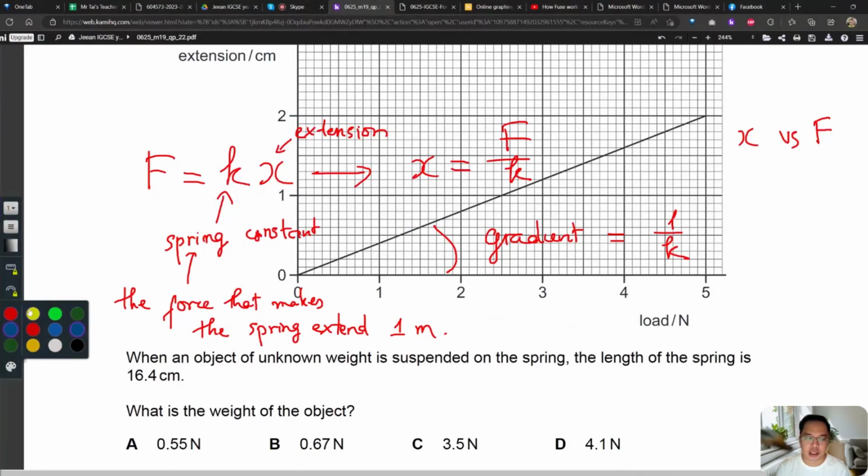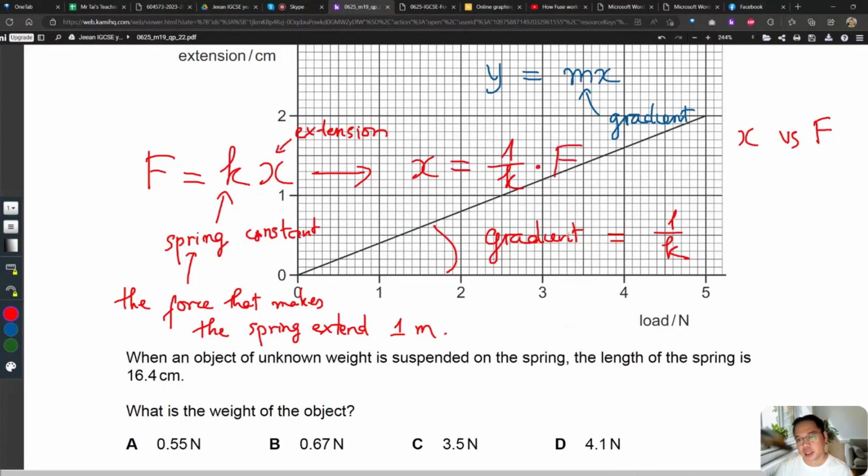In mathematics, you learn an equation y equals mx, right? Straight line. m is the gradient of this straight line graph, right? So this relationship x equals f over k, I can write as 1 over k multiplied with f. F here is like the variable x because it is on the horizontal axis, the load. It is like x in this general form, and y here is actually x. So the 1 over k here is the m, the gradient. So the gradient is 1 over k.